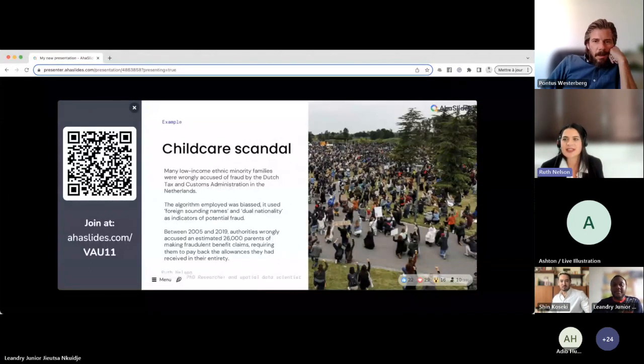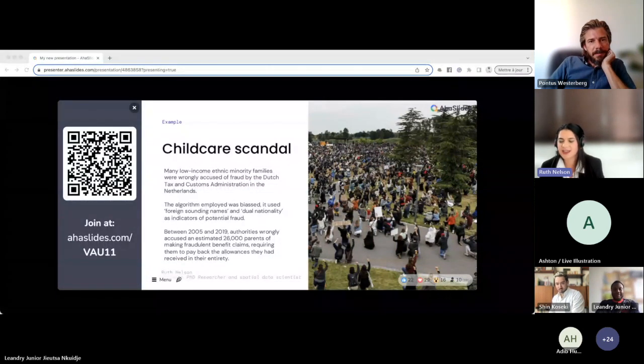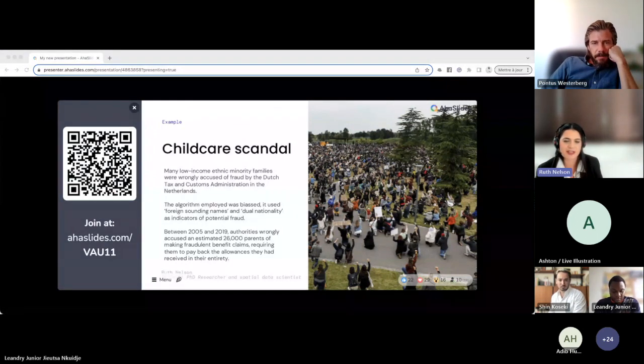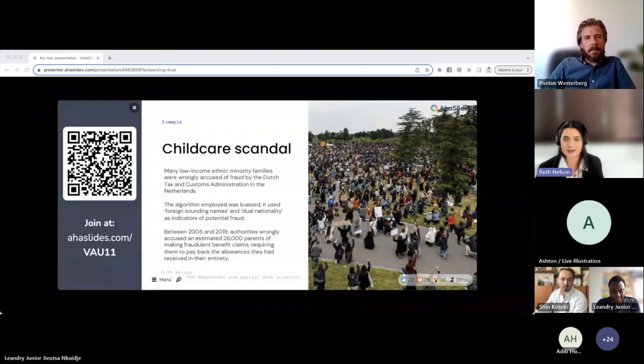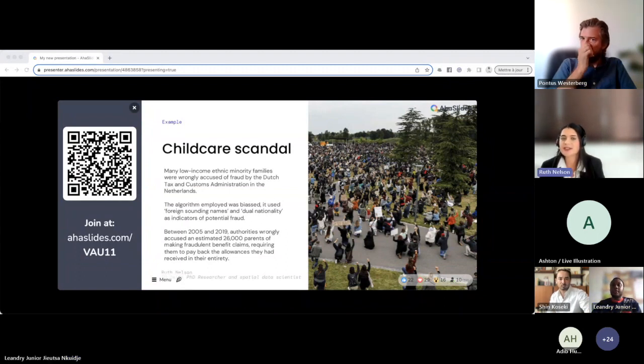Okay. Yeah, so since you asked me to give an example, I thought this was an interesting one. It's the childcare scandal in the Netherlands. I'm not sure if everyone is aware of this, but if you're a resident in the Netherlands, you get childcare benefits, regardless of whether you're Dutch or non-native Dutch. Essentially between 2005 and 2019, authorities wrongly accused an estimated 26,000 parents of making fraudulent benefit claims. It was found that the tax authorities employed an AI algorithm, which was biased. It used foreign-sounding names and dual nationality as indicators of potential fraud.